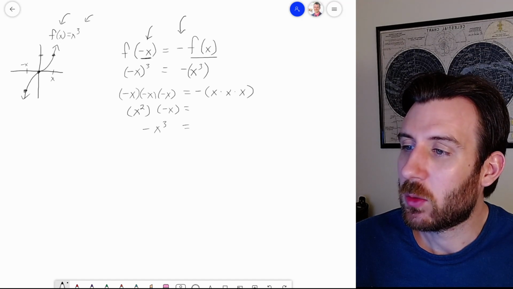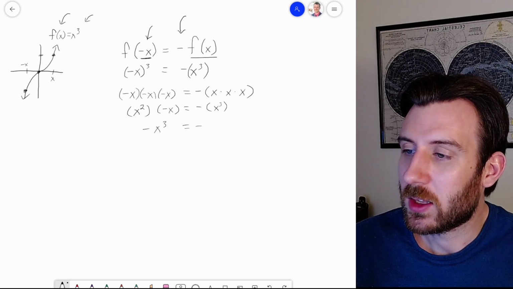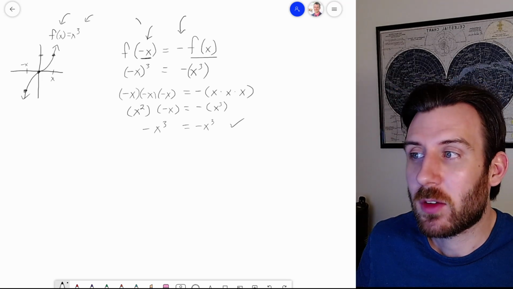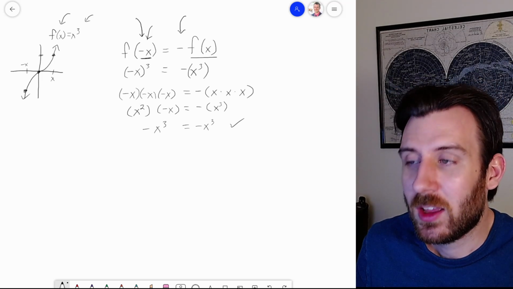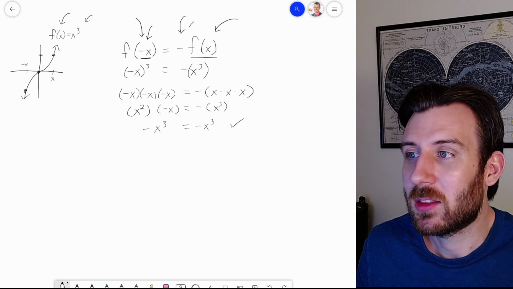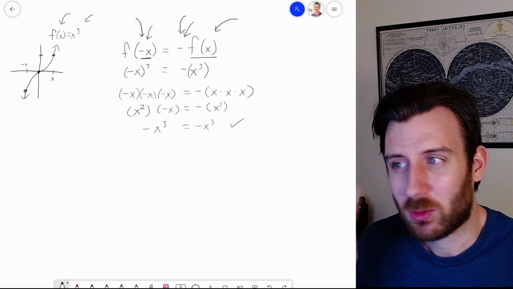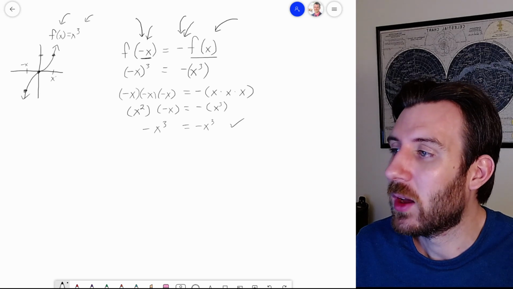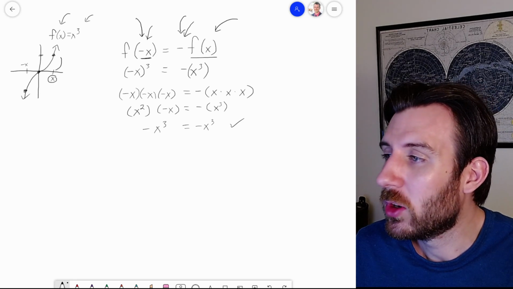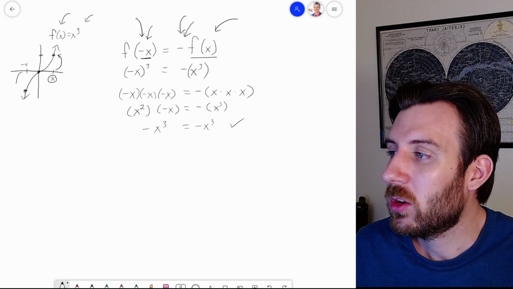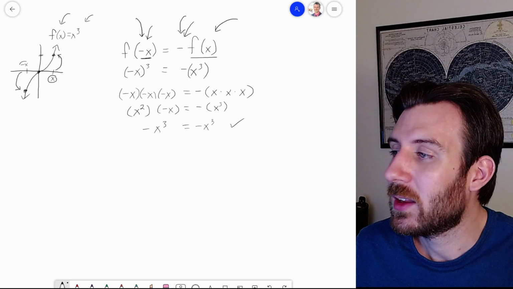And on the right-hand side, we would get negative of x cubed, which we could simplify to negative x cubed. And sure enough, we have that inputting a negative inside the function is the same as looking at the positive input and making the answer negative. There's a lot of backwards and forwards here, but that's why the picture is really helpful. All we're saying is that if you have a positive x value, you're going to go up the same amount as the down you will travel when you plug in a negative x value.